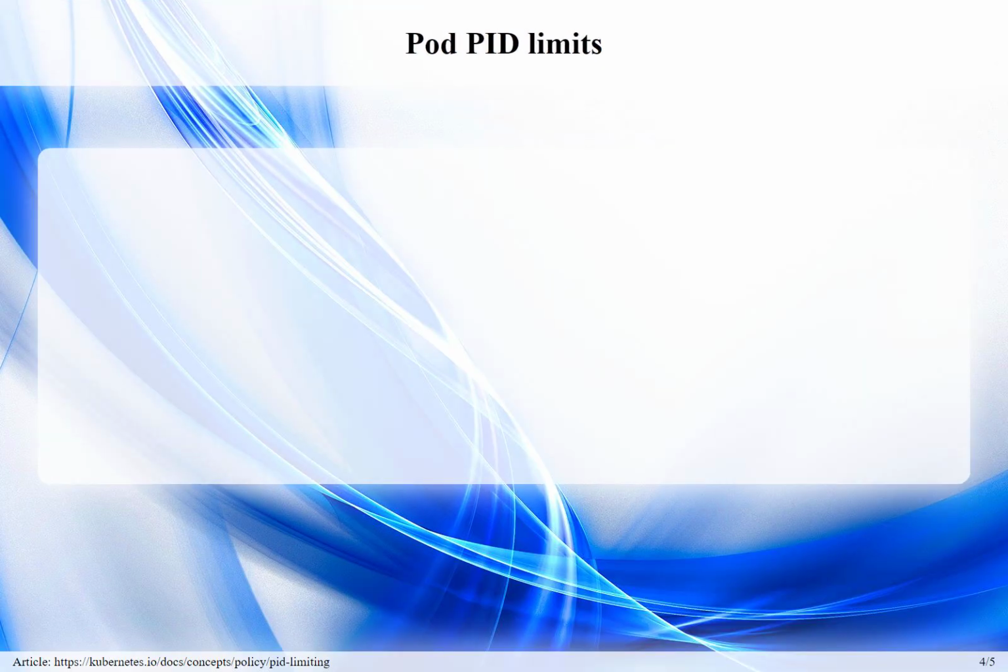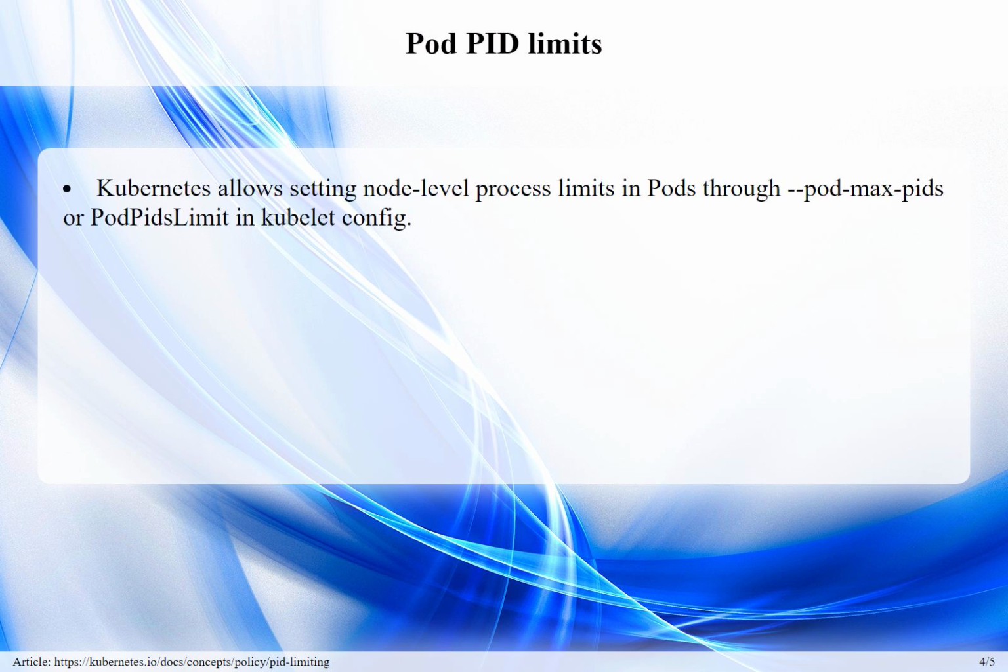Pod PID limits. Kubernetes enables setting a node-level limit for the processes within a pod called PID limit. Each node may have distinct limits. Configuration options include using the flag --pod-max-pids with the kubelet or adjusting podPidsLimit in the kubelet's configuration file.